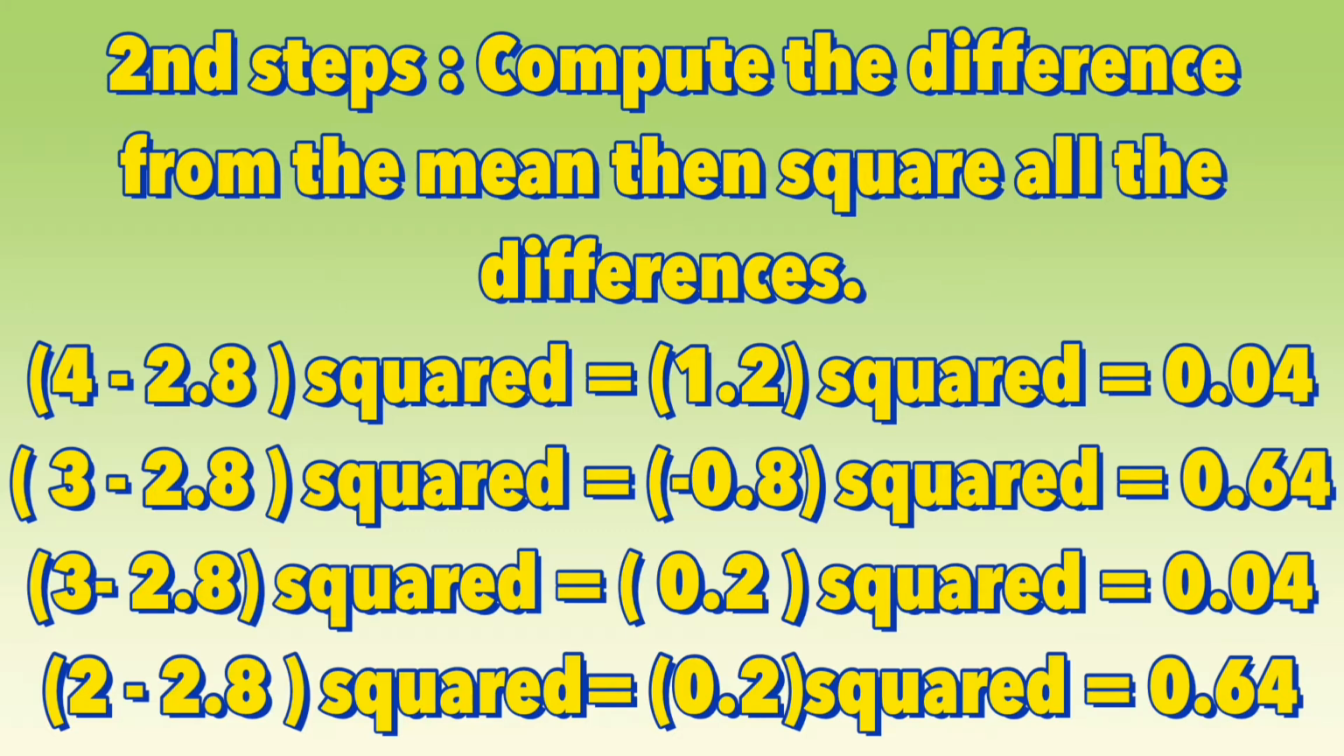The next is 2 minus 2.8 equals negative 0.8. Then the square becomes 0.64. 3 minus 2.8 equals 0.2 squared, then the square of 0.2 is equal to 0.04. The next, 2 minus 2.8 equals negative 0.8 squared, then equals 0.64.